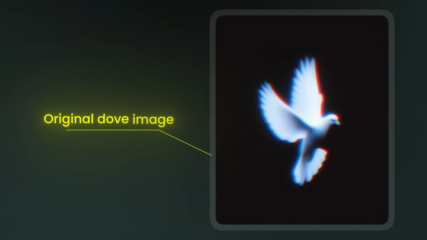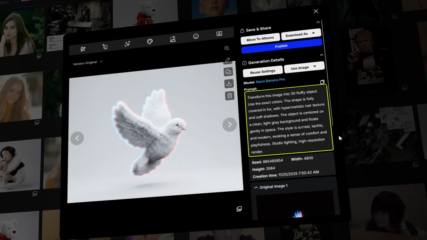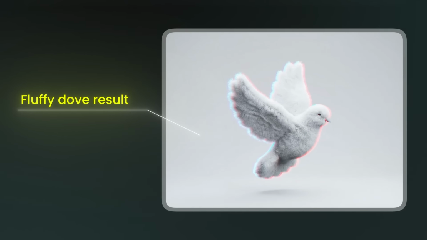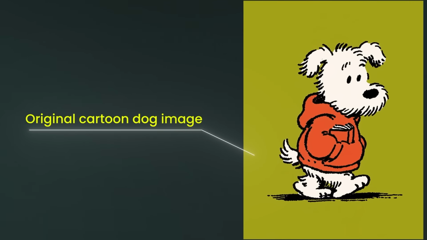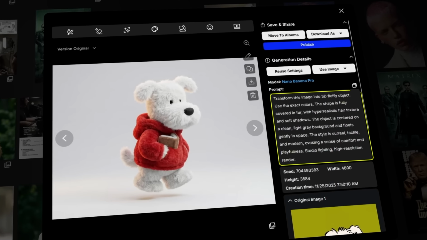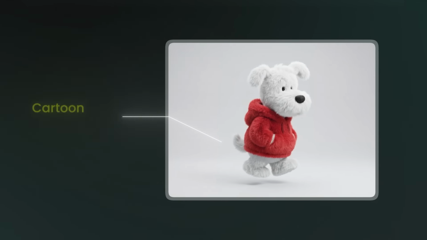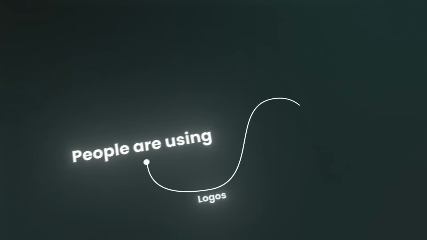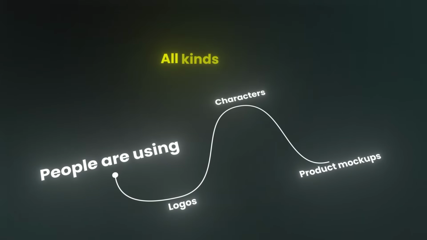This next one is the same concept, but I want to show you how it works on different subjects. I took this image of a dove, then I used that same fluffy prompt, and now it's this soft, fluffy dove floating in space. It almost looks like a plush toy, but more artistic. And then I tried it on this cartoon dog character with the same prompt one more time. And now he's a 3D fluffy plushie walking around with his little red sweater. This style works on pretty much anything. People are using it for logos, characters, product mock-ups, all kinds of stuff.